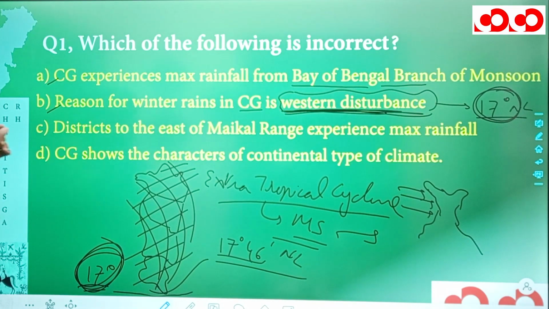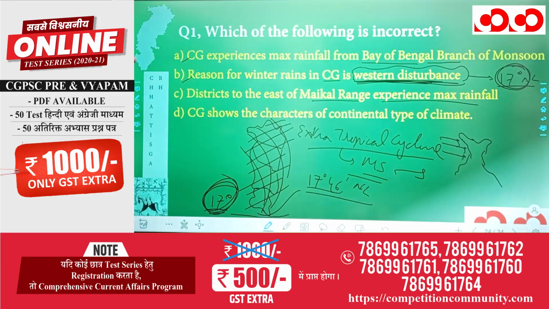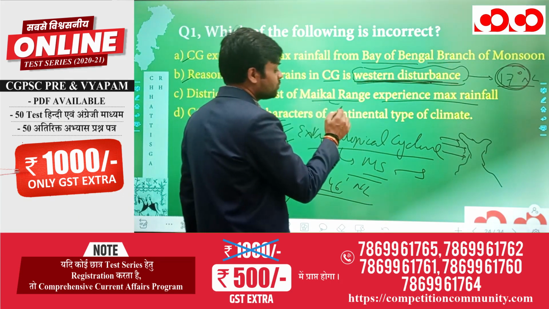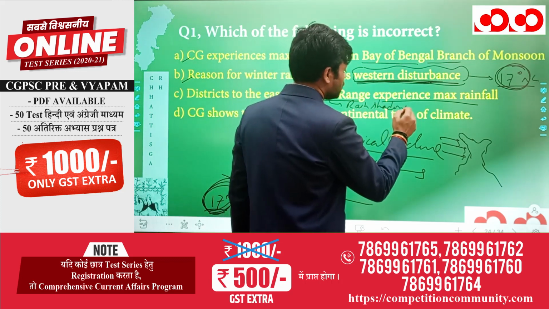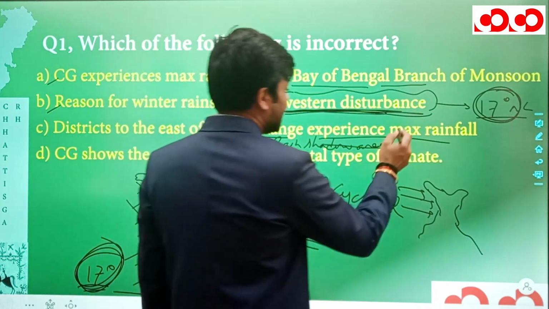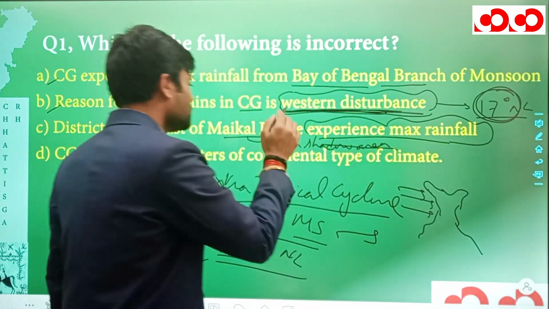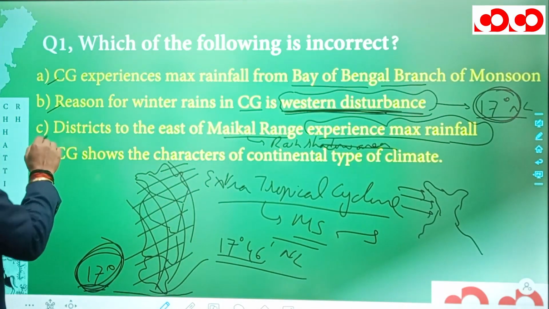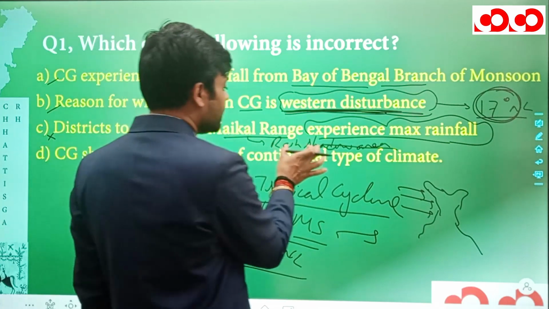Option C says districts to the east of Maikal Range experience maximum rainfall. Let me tell you, districts to the east of Maikal are actually known as rain shadow areas of Chhattisgarh. So how come they can actually experience maximum rainfall? So this option is going to be incorrect because districts to the east of Maikal Range are included in this rain shadow area.